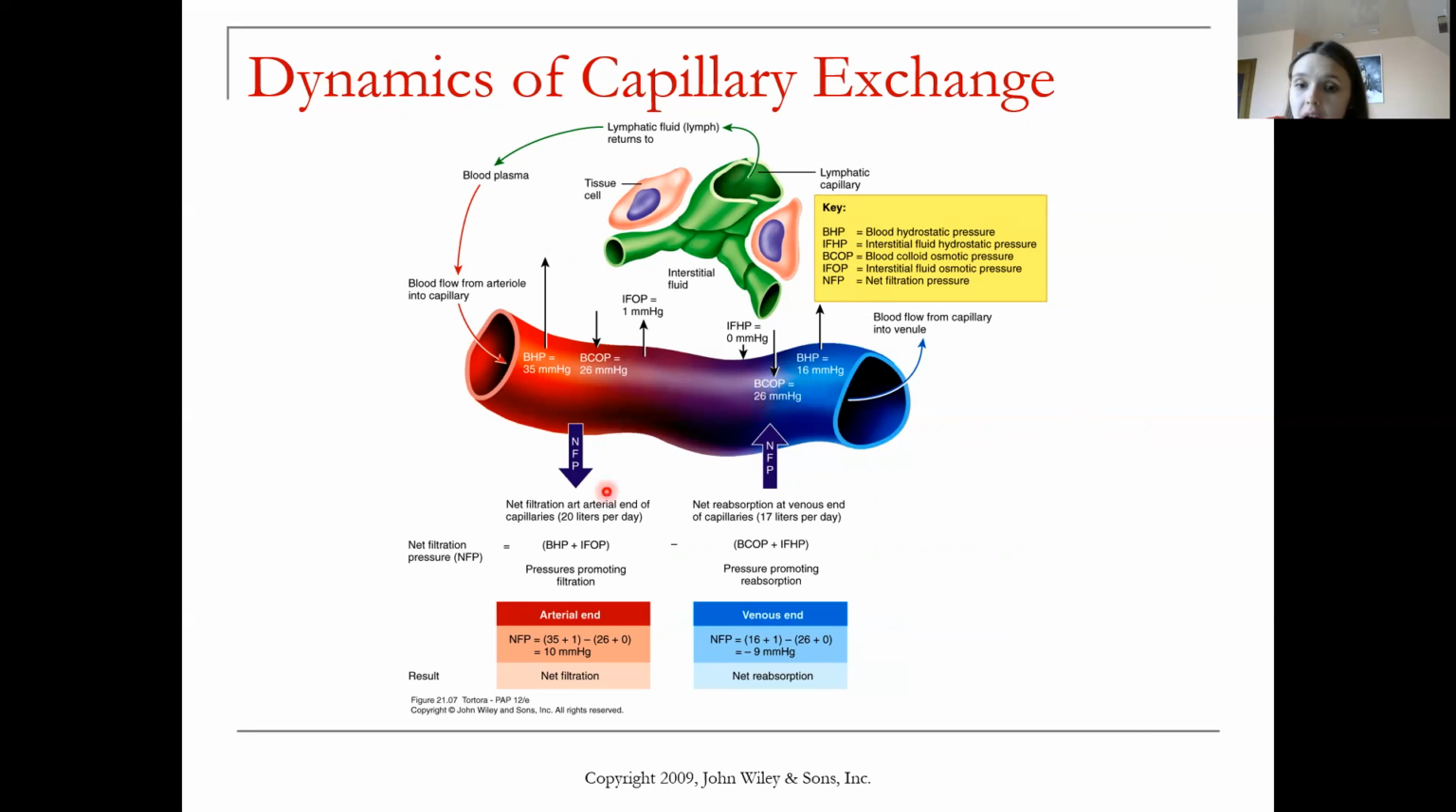And you could see, if we put all these values in our net filtration equation, we will see that at the arterial end it will be about 10 millimeters of mercury and -9 at the venous end. So 3 liters of blood flow will be transferred through the lymphatic system, and then they will return back to the vascular system.